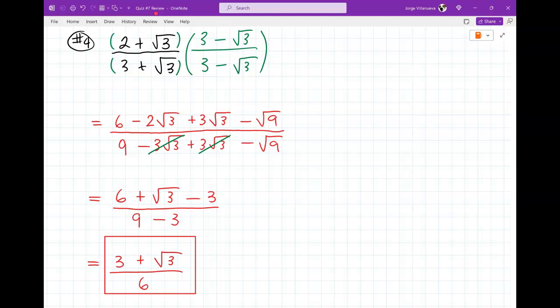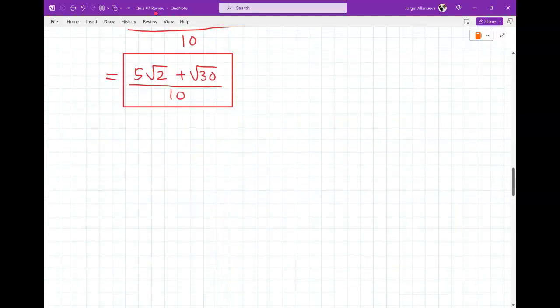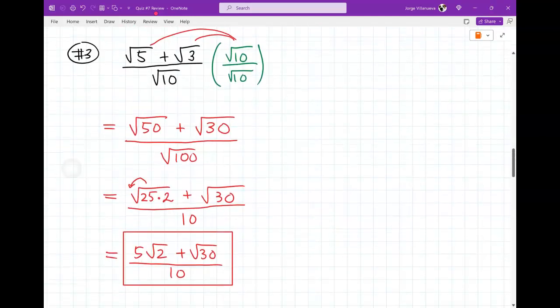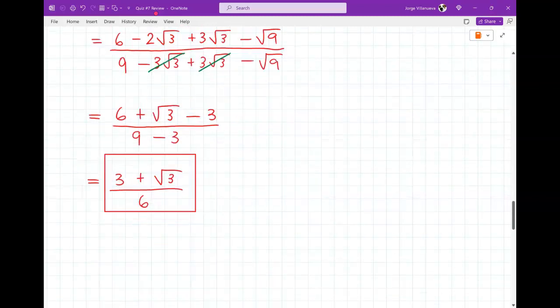So, but we're good. First four problems. Again, I'll send these out for those of you guys that showed up a little late. They'll be out there. So here we go.